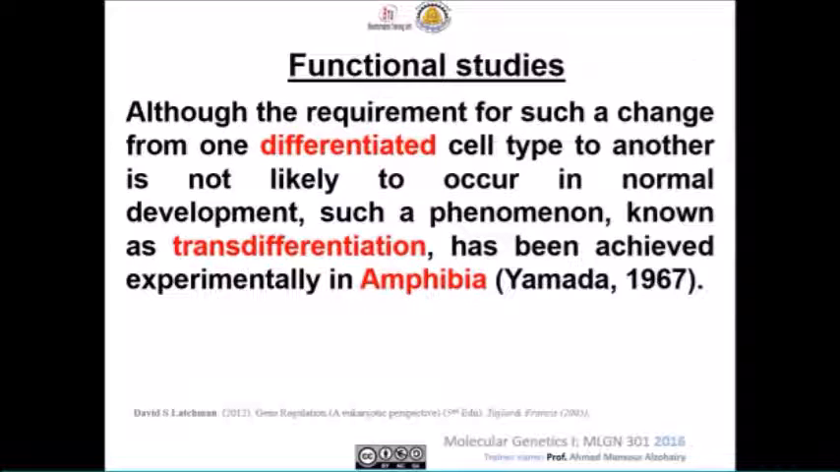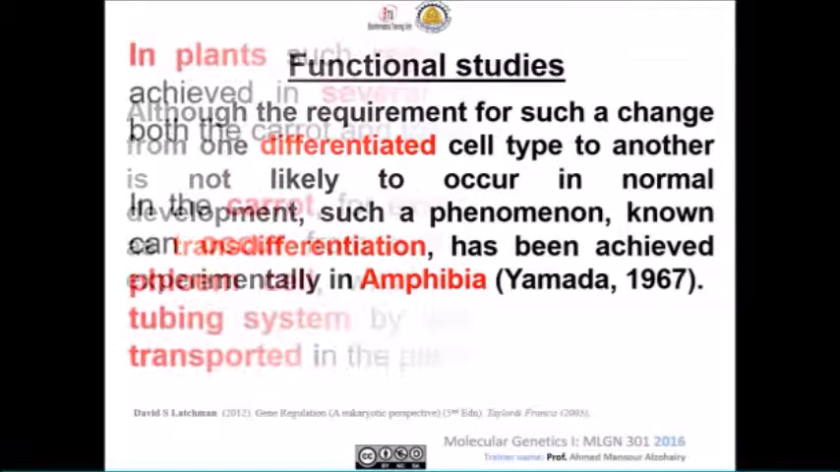So this is called transdifferentiation. Before, scientists couldn't understand how a differentiated, specialized cell could transform its function from one function to another. But this has actually been observed and proved experimentally in many organisms, including plants and amphibia.